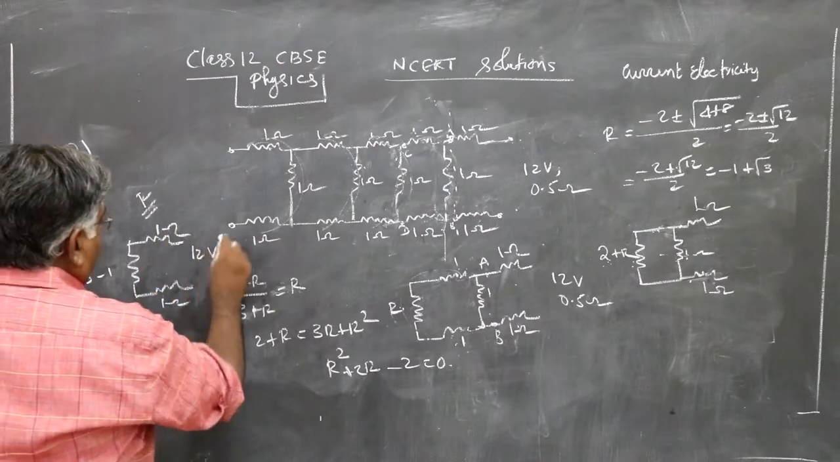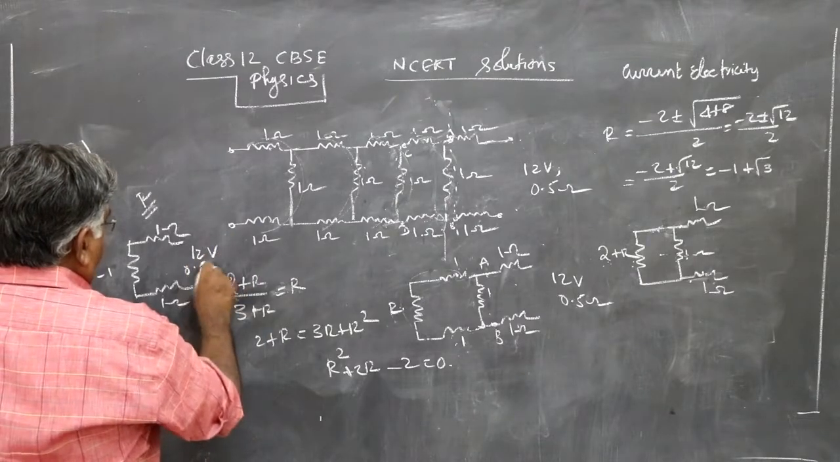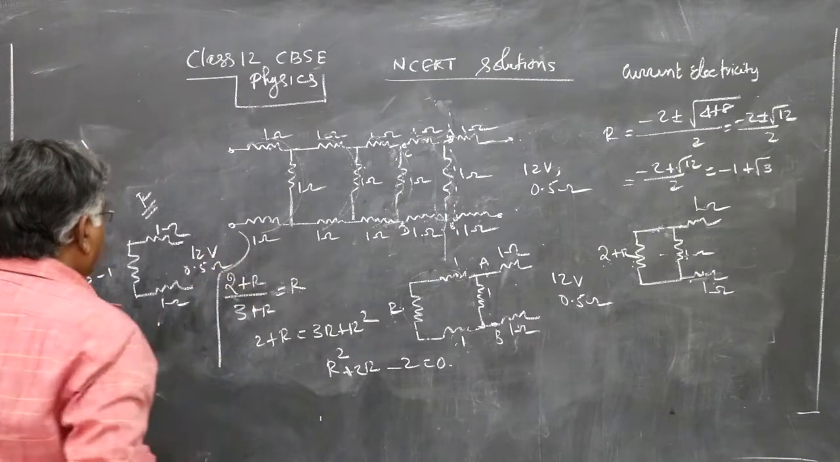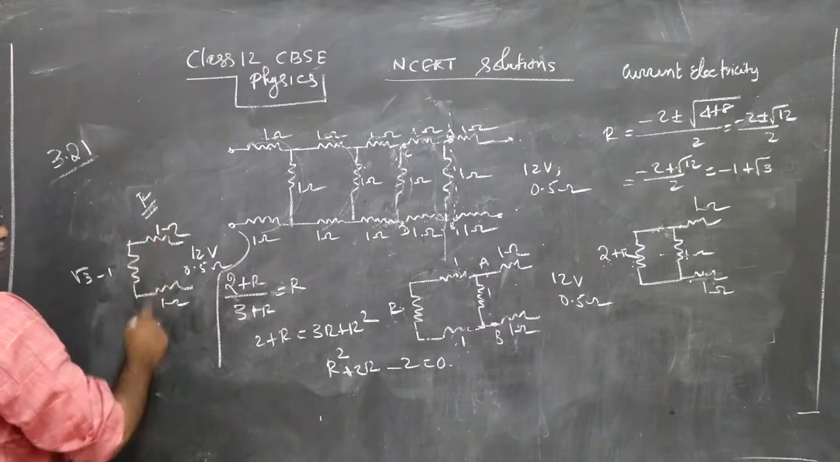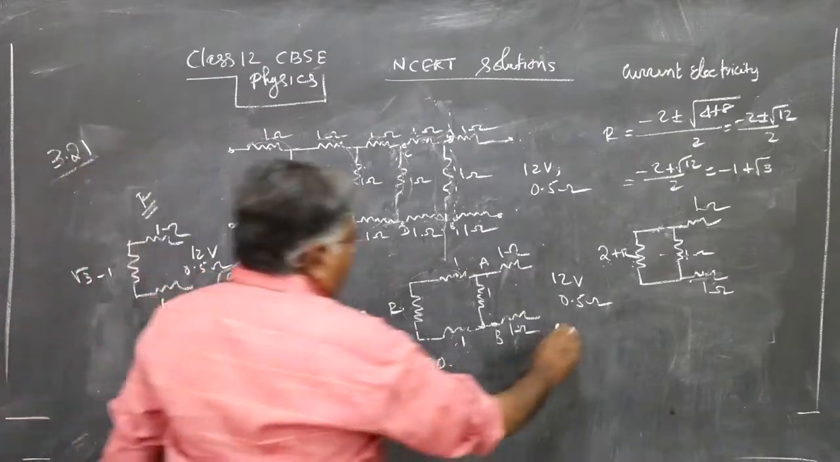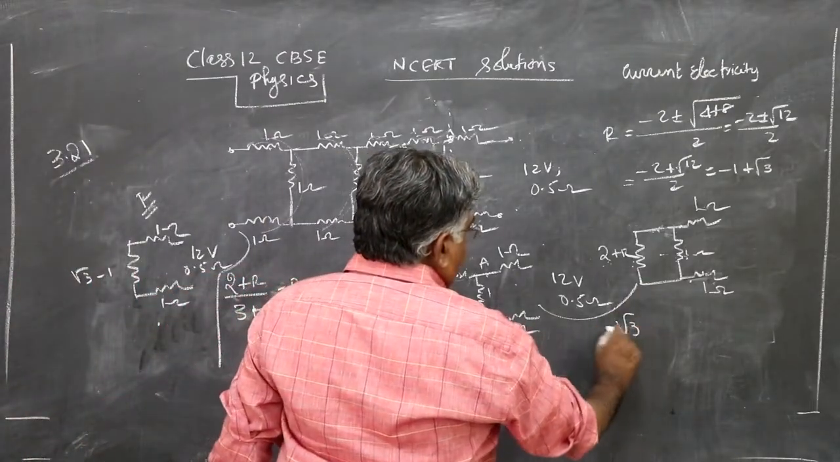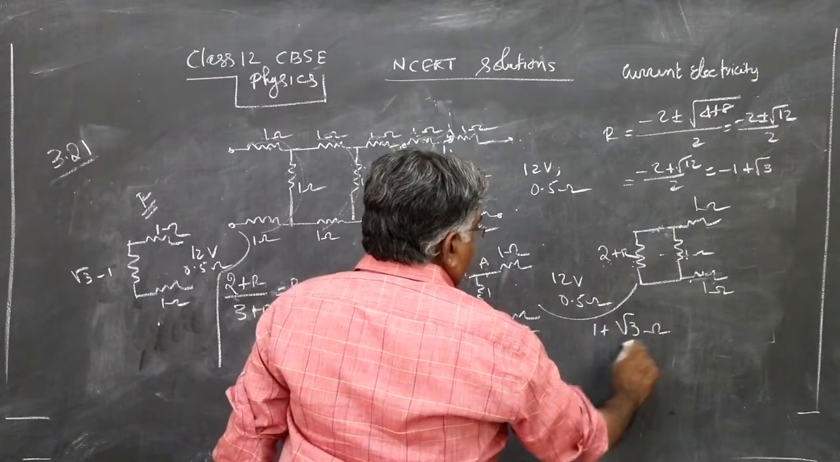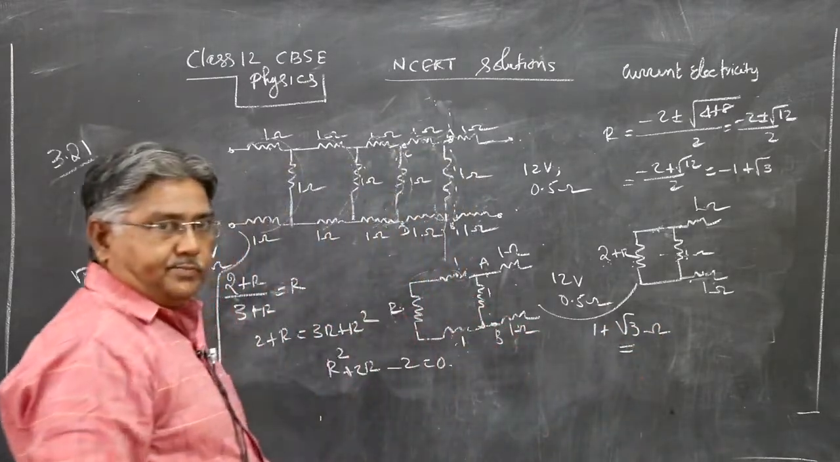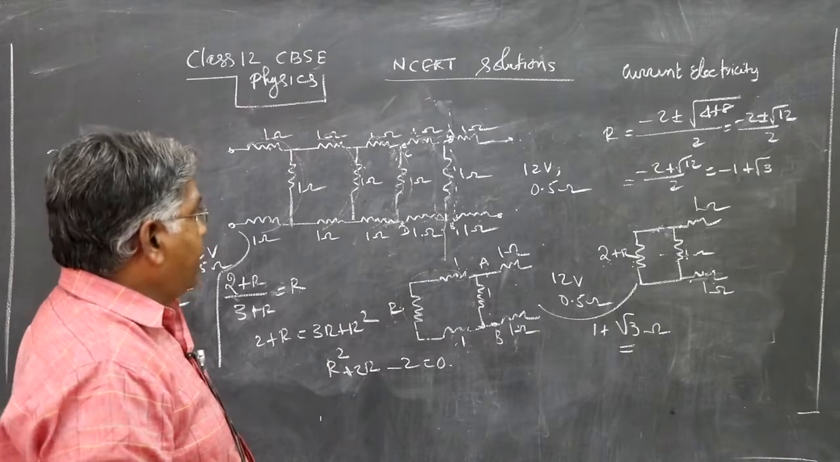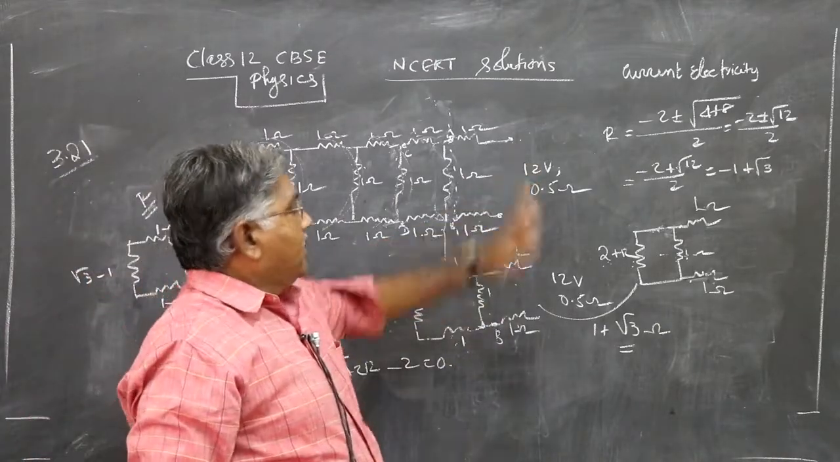This is the 12 volt, 0.5 ohm. So root 3 minus 1 plus 2 gives root 3 plus 1. Therefore the effective resistance is 1 plus root 3 ohms, all the way from infinity up to this point.